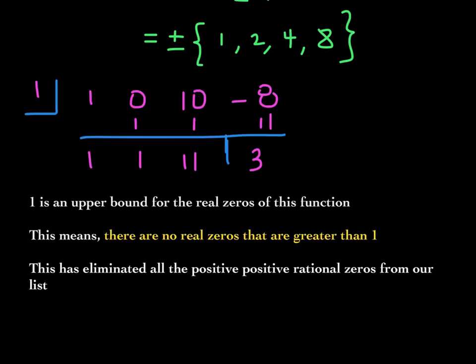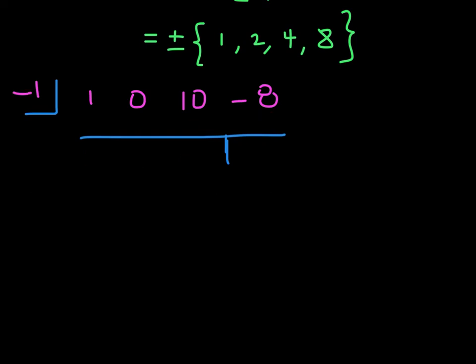All right, so this has eliminated all the positive possible rational zeros from our list. So now our list only has negative numbers in it. All right, so all the positives are gone, okay? Now let's check negative 1. All right, I'm ready to check negative 1 in my function, so let's see if it's a 0. Drop down the 1 and go for it.